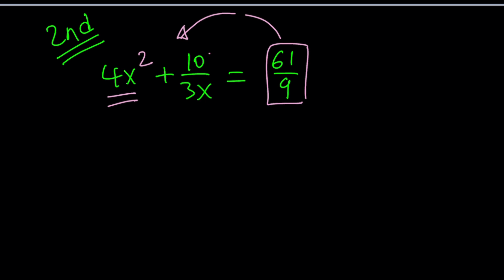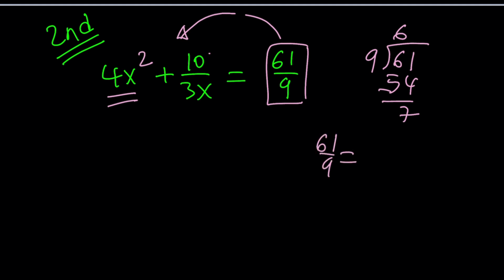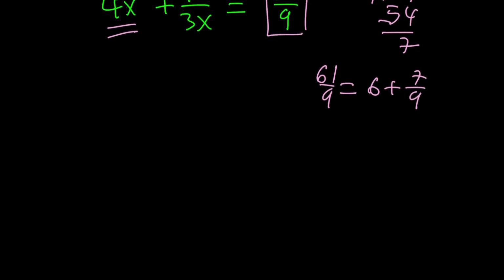Think about it. 61 over 9. If you divide 9 into 61, it's going to go 6 times, and you'll have a remainder of 7. So you can write 61 over 9 as 6 plus 7 over 9. And 6 is not a perfect square, so that's not very good. And 7 over 9 is not a perfect square either. So I'm going to try something else. Maybe pull out a 5 and then add 1 to this, so that's going to be 16 over 9.